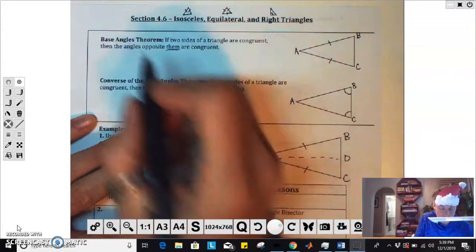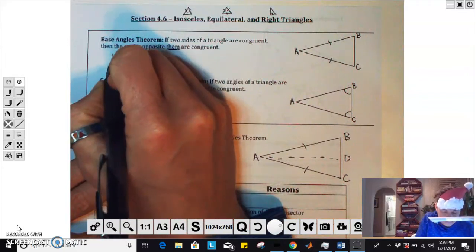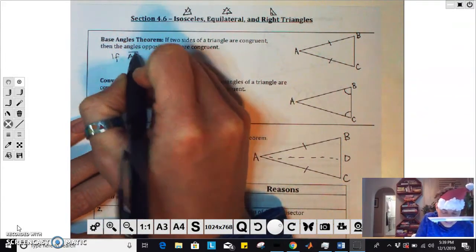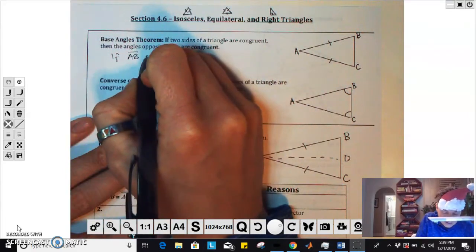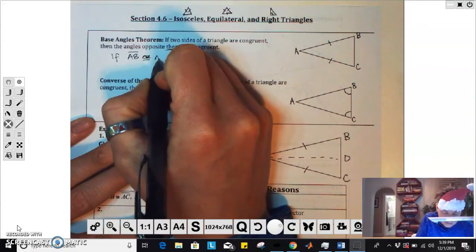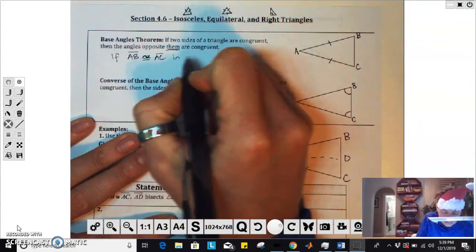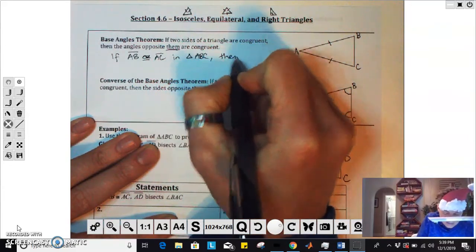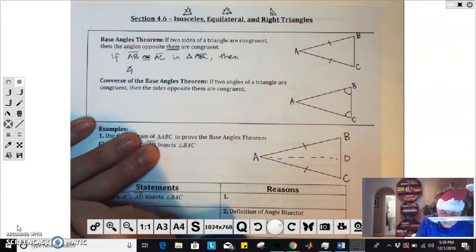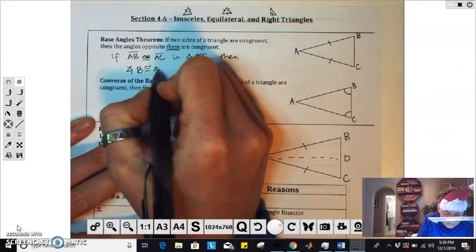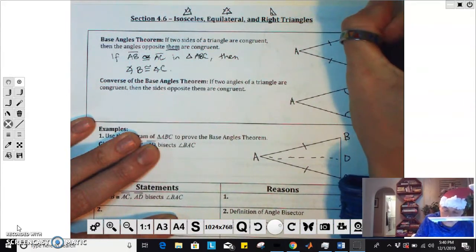So let's write that out in symbols. That's like saying if segment AB in triangle ABC is congruent to AC, then angle B is congruent to angle C. These angles down here at the bottom.